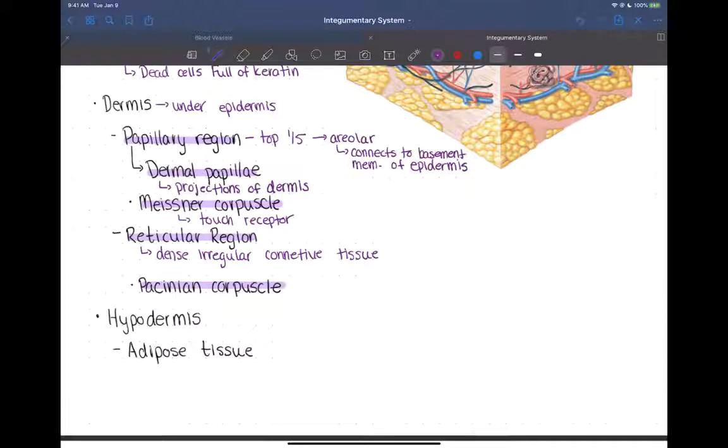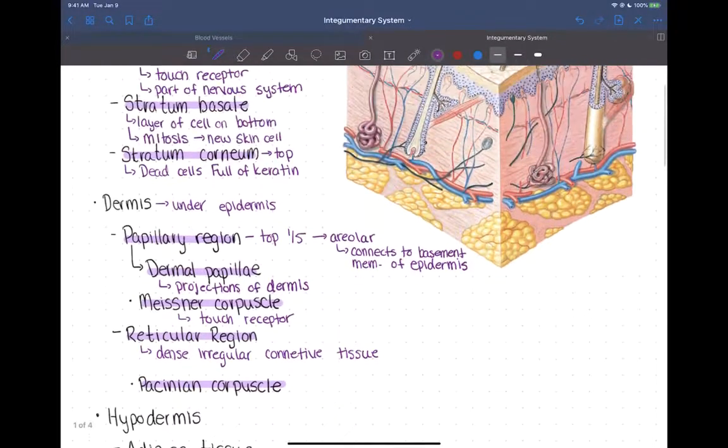Okay, so this is very tough, right? Remember, dense, irregular provides strength in many different directions. Also found in this region, and we're going to talk about this towards the end of this chapter, there are going to be a lot of accessory structures. So you can see some glands here, hair follicles here.